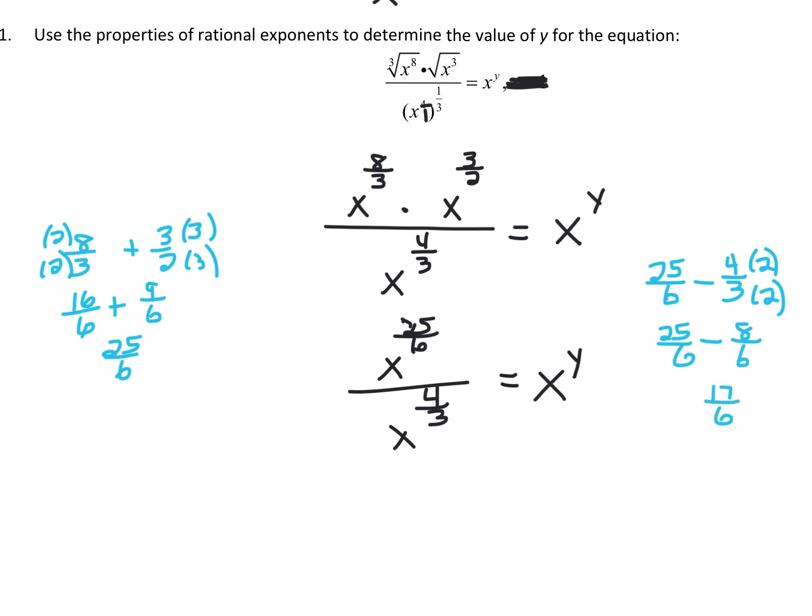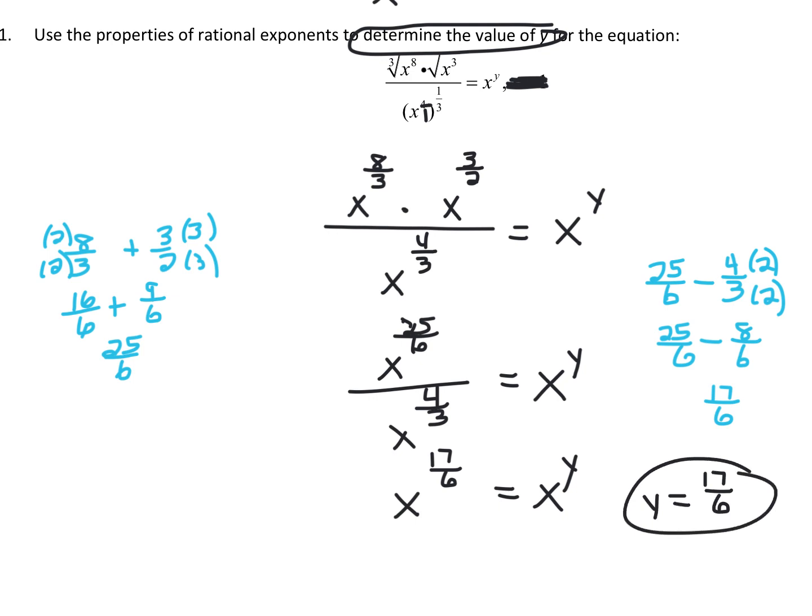So to come back over here to our problem, when we're dividing these two terms with the same base, we're going to keep the base. And when we subtract these exponents, we get 17/6. And when I bring down the right-hand side of the equation, what the question wanted us to do was determine the value of y. Now look where the y is. If you look over here, isn't that where this exponent of 17/6 is? So y is equal to 17/6. And there you have it.